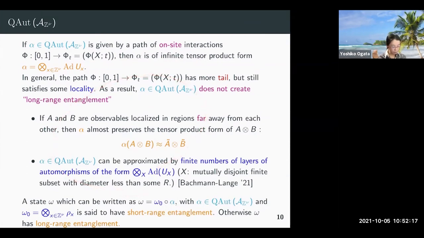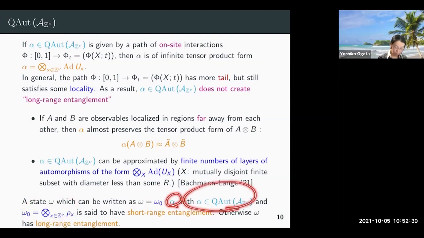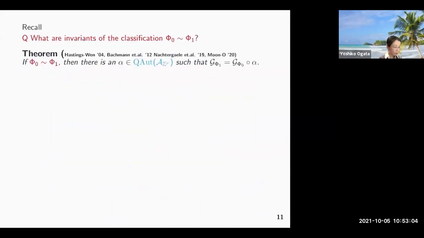Based on such observation, I would like to define short range entanglement and long range entanglement as follows. A state omega which can be written in this form, where omega zero is just an infinite tensor product state, which does not have any entanglement between different sites, times alpha, which is an automorphism in the class Q alt, which does not create entanglement. We say that a state which can be written in this form has short range entanglement, and otherwise it has long range entanglement. So that was a remark about this property of Q alt.